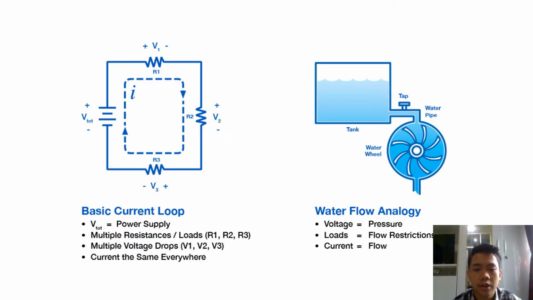As you can see, we can make an analogy of the current loop signal with a water flow analogy in industry. Voltage we can compare to pressure, loads we can compare to flow resistance, and current to flow. As you can see in the video, the current travels in the wire, and in the water flow, the flow travels in the tank.